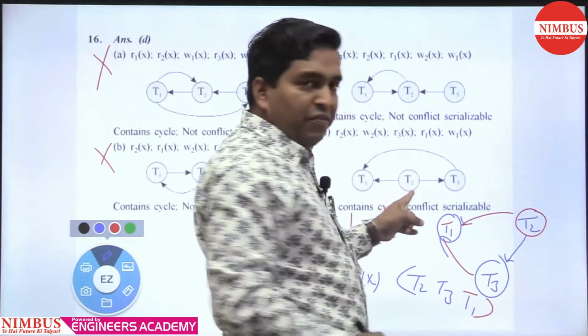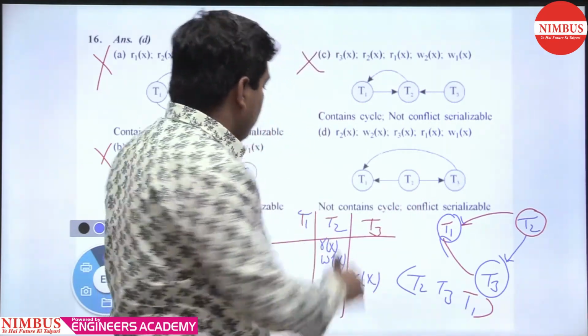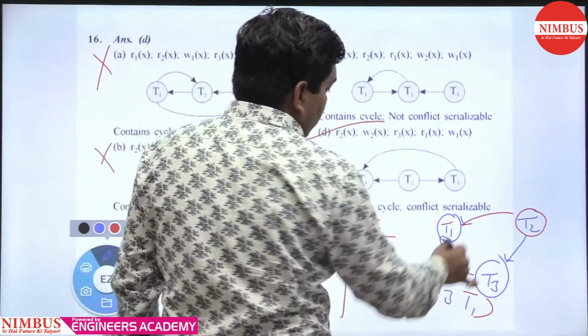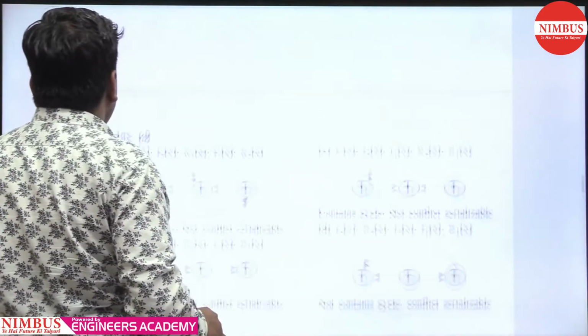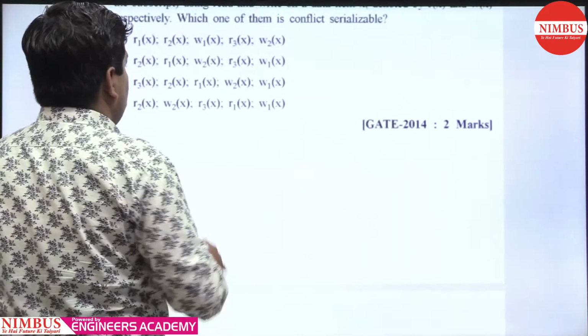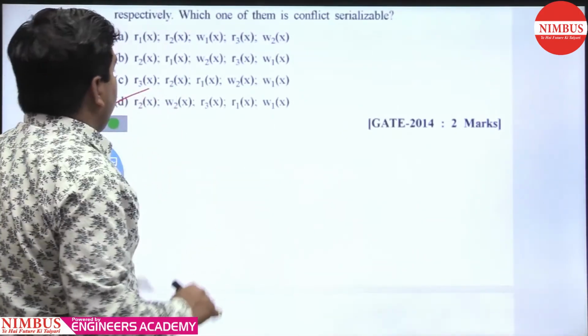You can make a precedence graph in this way also. So this schedule is conflict serializable because it does not contain any cycle. So D is the right answer. Getting my point? So what is the right answer? D is the right answer. This is conflict serializable.